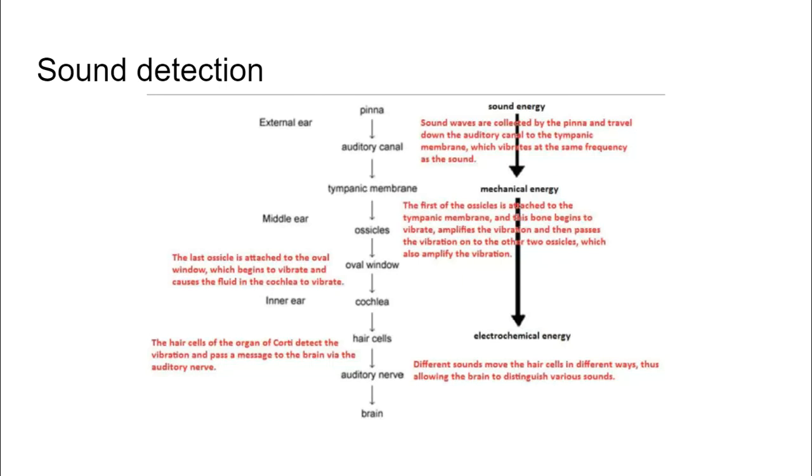This last ossicle is attached to the oval window, which then begins to vibrate, and it causes the fluid in the cochlea to vibrate. So we can see that it's really important that we pass on this vibration generated by our sound waves. The hair cells in the organ of Corti detect the vibration and pass this message to the brain via the auditory nerve. And so we see here that we've gone from sound energy into mechanical energy in terms of our vibration, and then we have electrochemical energy for our message to be passed to our brain.